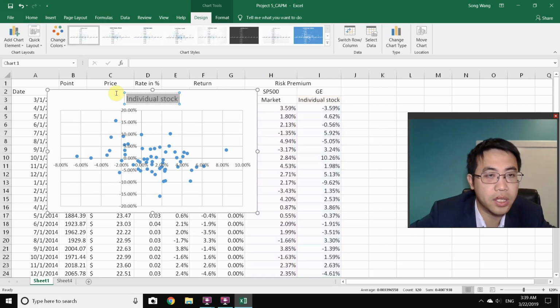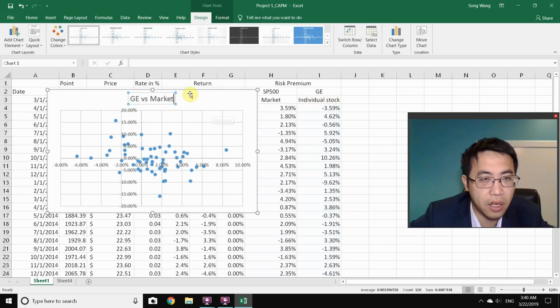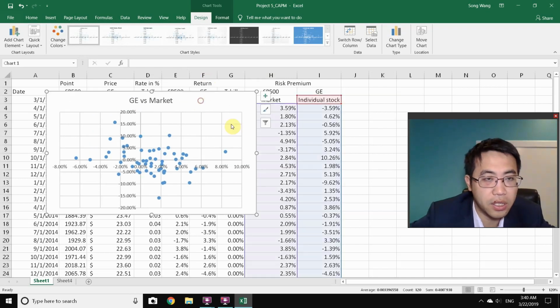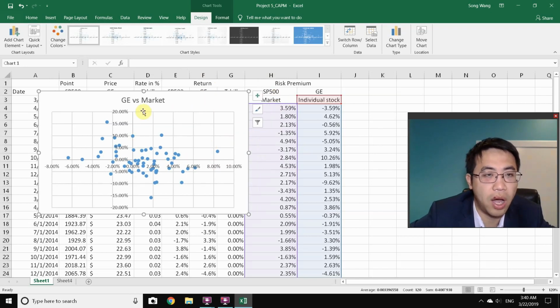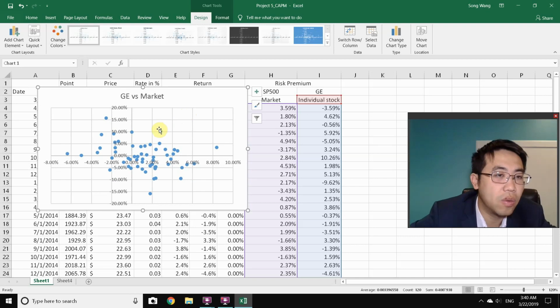Okay, so the individual stock here is actually GE against the market. So that's how I want to name it. And what you see here is the x-axis is the market prices, market returns. The y-axis would be the GE's returns.